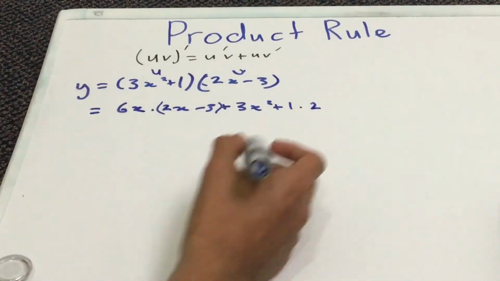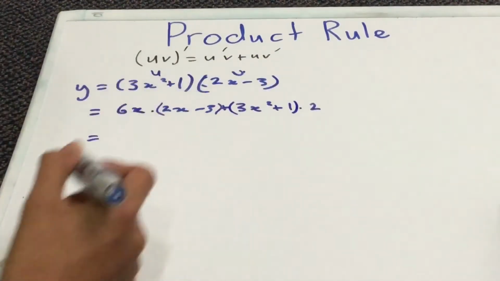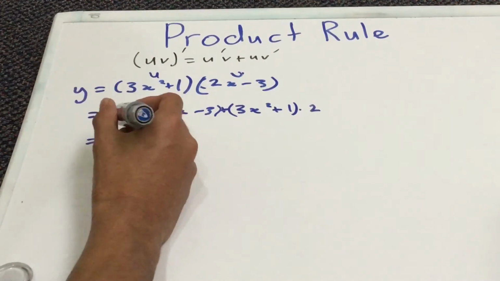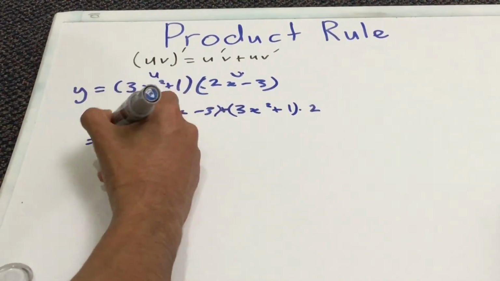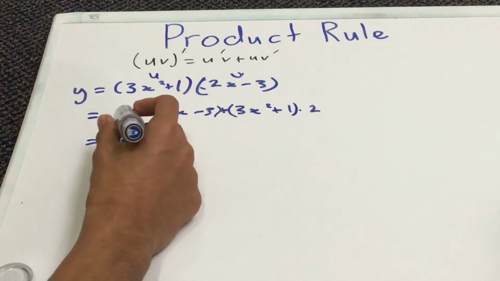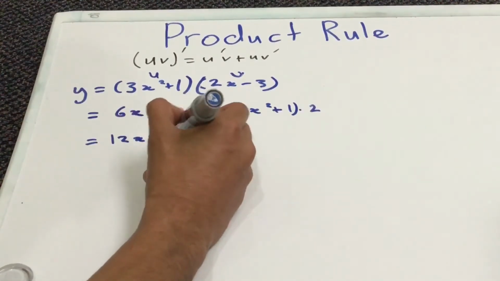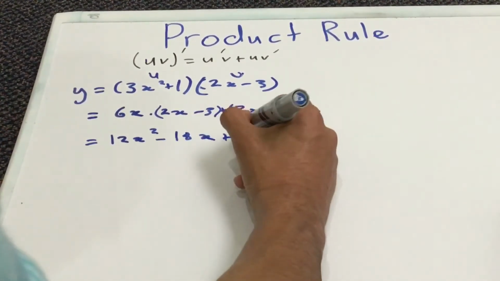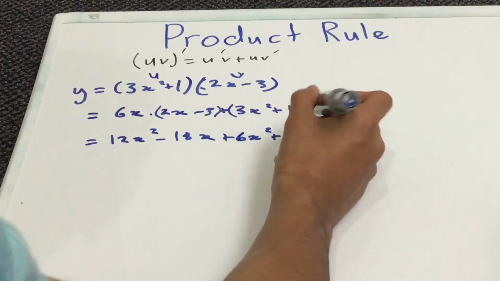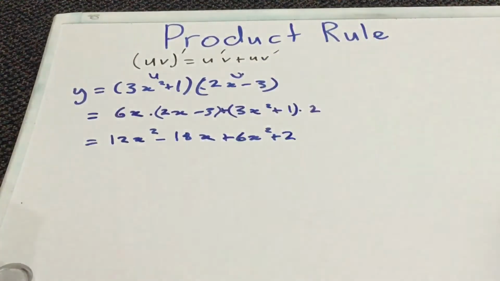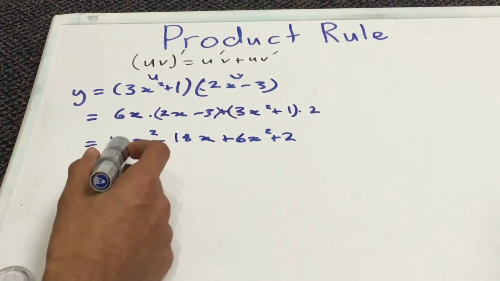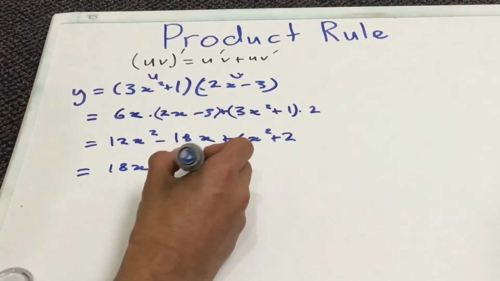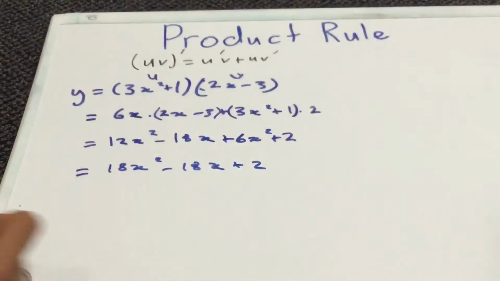Okay, so now we're going to put the brackets. Now you have to expand the equation. 6x times 2x is 12x squared. 6x times negative 3 is minus 18x, plus 3x squared times 2, which is 6x squared, and then 1 times 2 is 2. And now you join the like terms together. 12x squared plus 6x squared, you get 18x squared minus 18x plus 2.